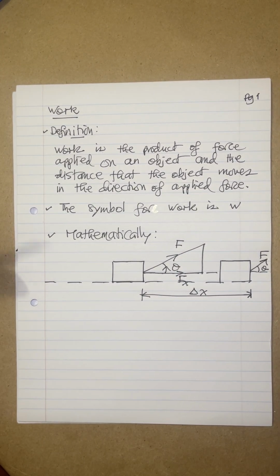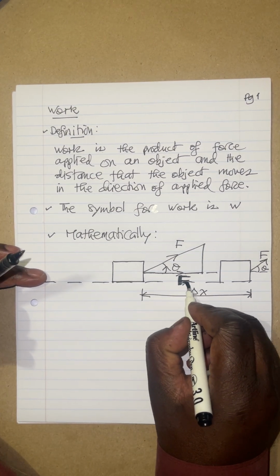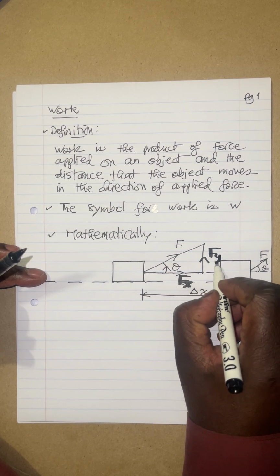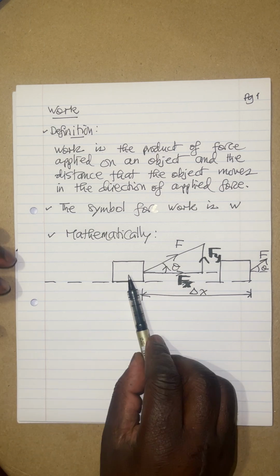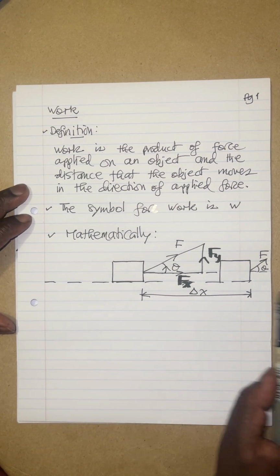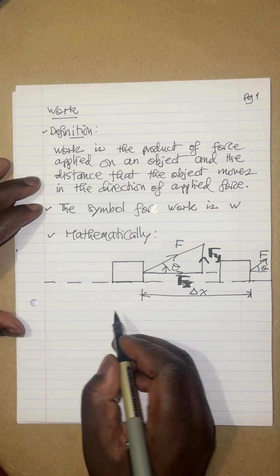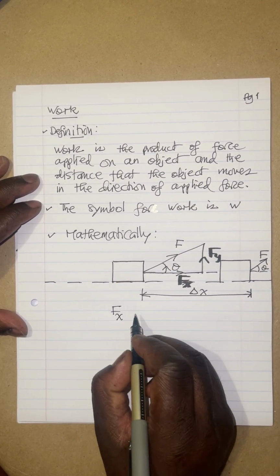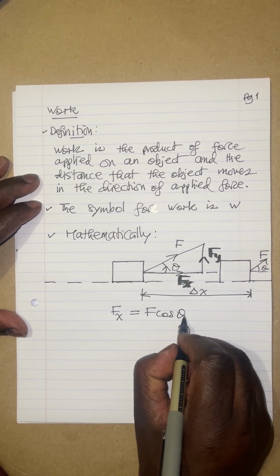Not very clearly seen there. Let me use a darker marker. Let's call this Fx. And then we have a vertical component there, Fy. We don't need a vertical component in this case because we're looking at the block moving from this point to that point horizontally. Right. So by looking at the cosine ratio, you'll agree with me that Fx will be equal to F times cosine of the angle theta.